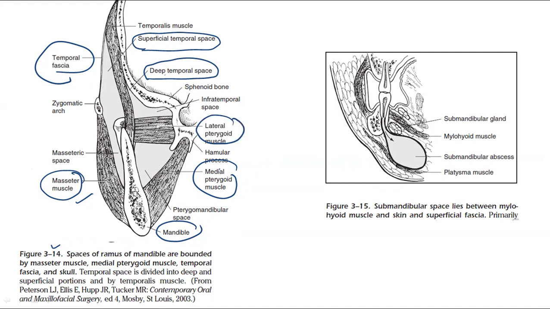Now, the submandibular space. This is the submandibular gland, and this is an abscess that has formed in the submandibular space. The submandibular space lies between the mylohyoid muscle and the superficial fascia. This is the mylohyoid muscle.